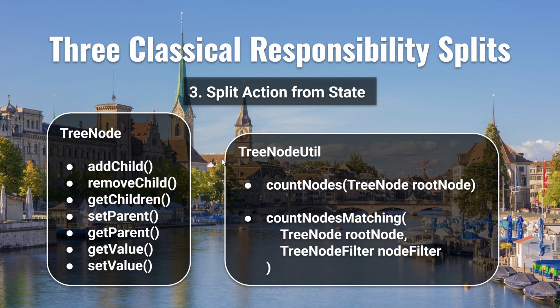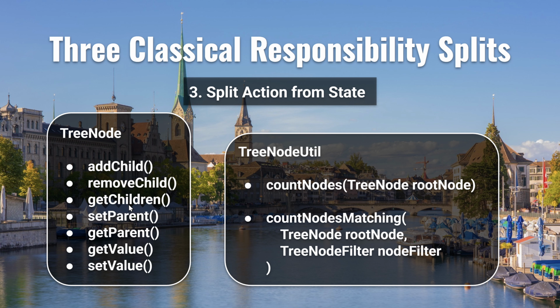We keep all the state managing actions in one class, or one unit, on the left, and then we move the two actions that work on the internal state of the tree node to their own class. So we have a count nodes and a count nodes matching method, which have been moved to a tree node util class. Imagine, for instance, the tree node was an interface, such as a Java interface or an interface in C#. Then if a new class has to implement the tree node interface, it only has to implement these state managing methods.